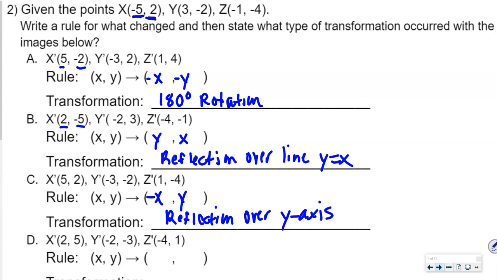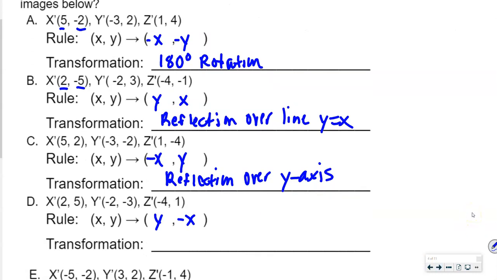Okay, so the next one is 2, 5. Again, we can see that it flipped. So this is y, x, and it changed from a negative 5 to a 5. So we're going to make that negative because that means the sign changed. The 2 stayed the same, right? Okay, so what transformation is this? This is a 270-degree or 90-degree clockwise rotation.